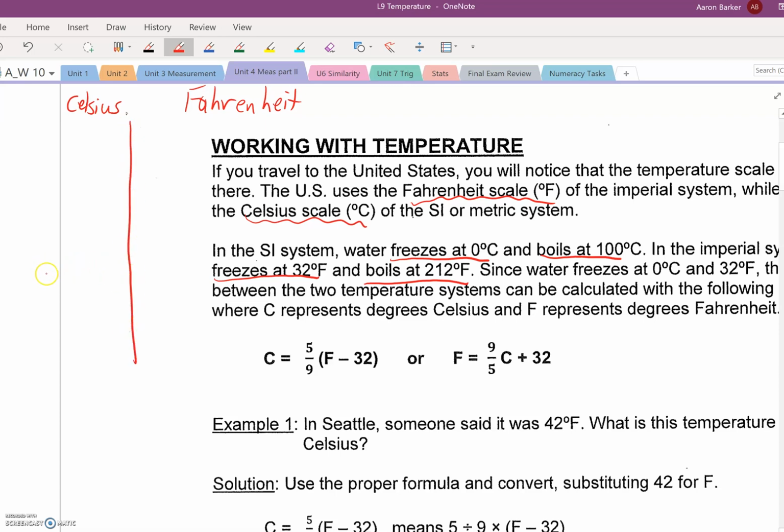So this one here is water freezes. And at Fahrenheit, it's 32 degrees. And at Celsius, it's 0 degrees. And then here we have water boils. Oops, let's make that B-O-I-L-S. It boils for us, it's 100 degrees Celsius. For those Americans, it is what?